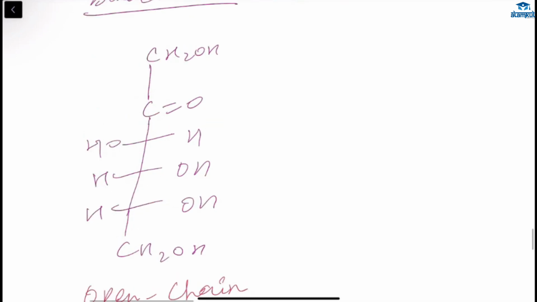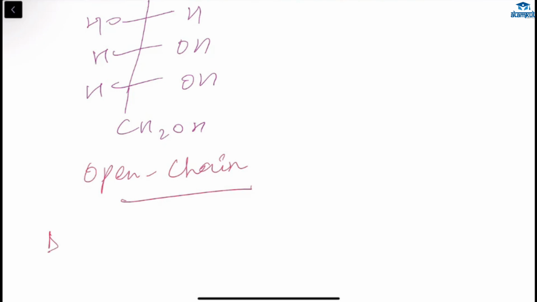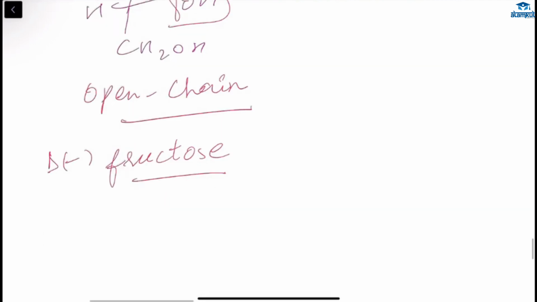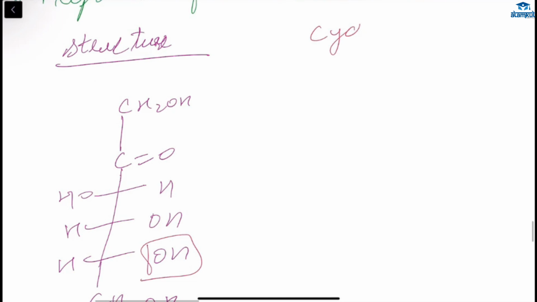Any doubt? Here we will write D minus sign of fructose. In the same way, it is on the right hand side, that is why D, and minus sign, that is, it has the capacity to rotate the plane polarized light in the left direction, that is why minus sign, levorotatory. Okay, then the cyclic structure will be formed like this. Cyclic structure, here only.